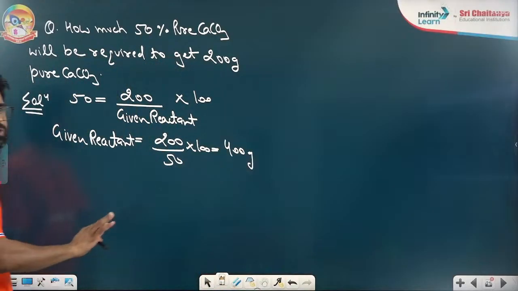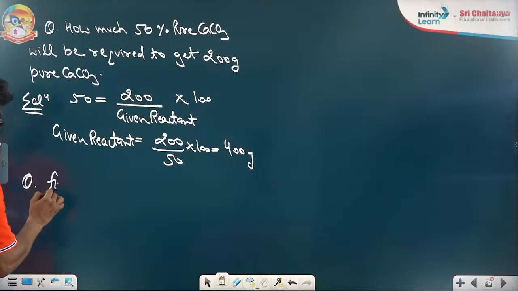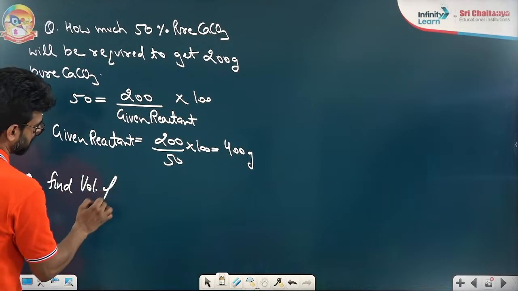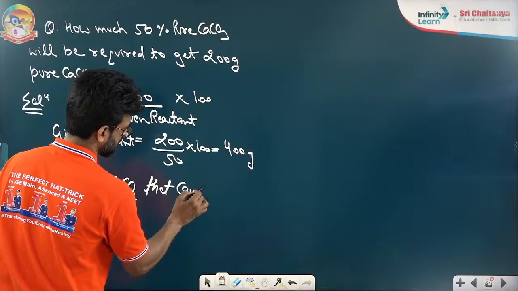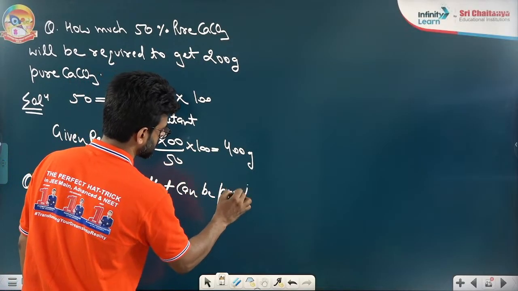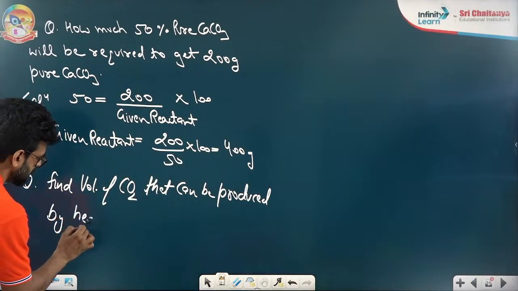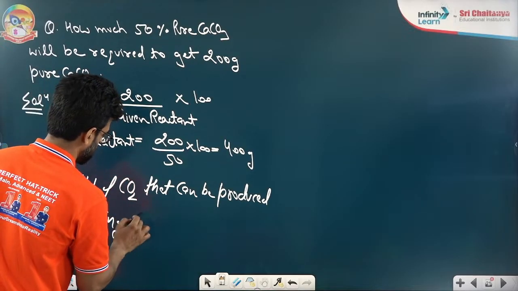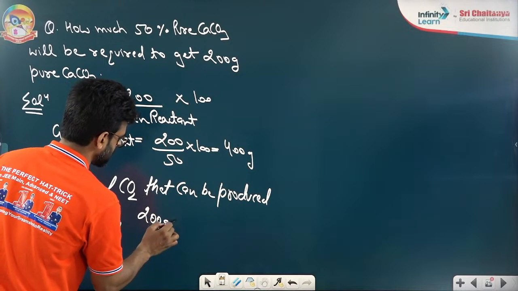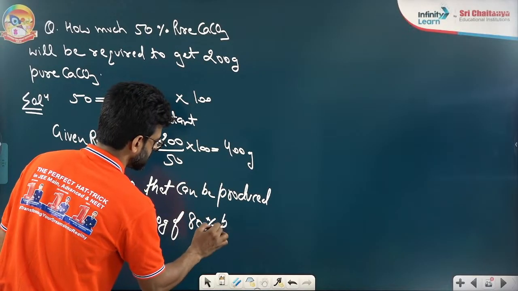Okay, but now come to the questions. How we will use it in our question, okay? Write this one. First one here. Find volume of CO2 that can be produced by heating 200 gram of 80% pure CaCO3.